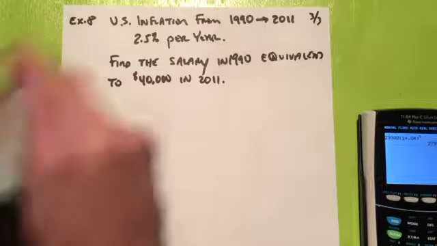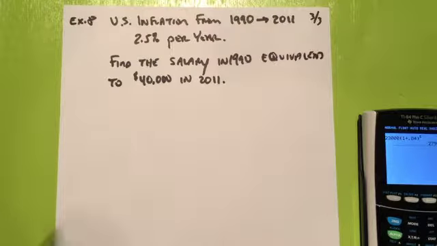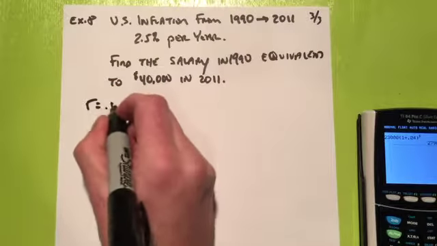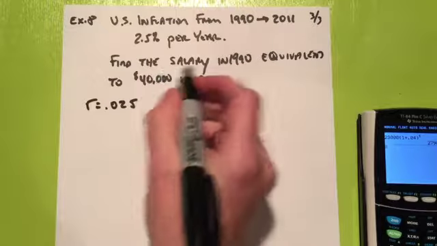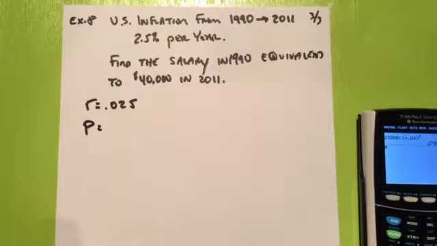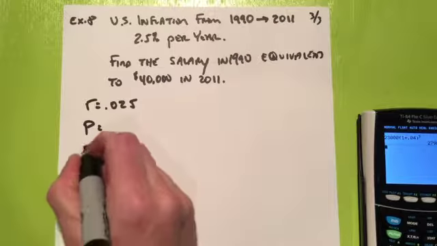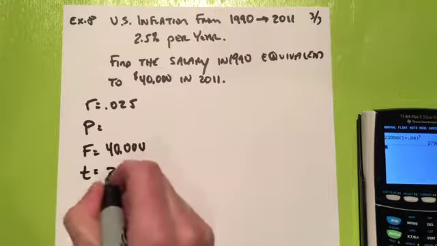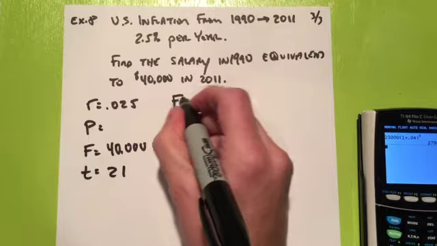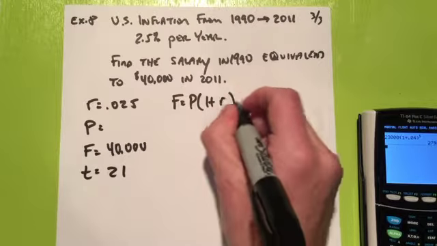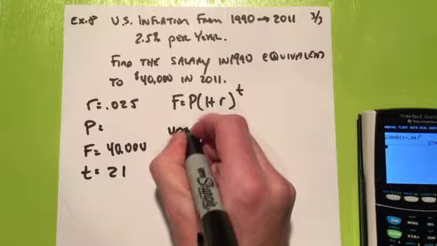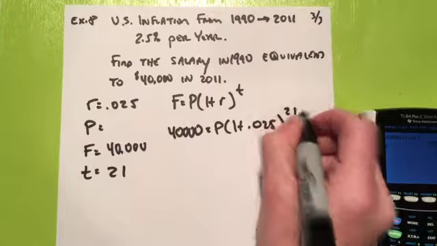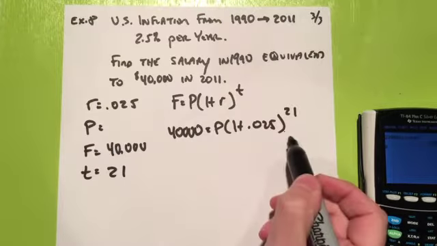So here, the average U.S. inflation rate from 1990 to 2011, this is example 8 off the notes, is about 2.5% per year. So there's our R value, 0.025. I'm saying find the salary in 1990, work backwards, solve for P, equivalent to a $40,000 salary in 2011. That's a time span of 21 years. So in our compound interest formula, we've got 40,000 now. Solving for P, do this and divide.